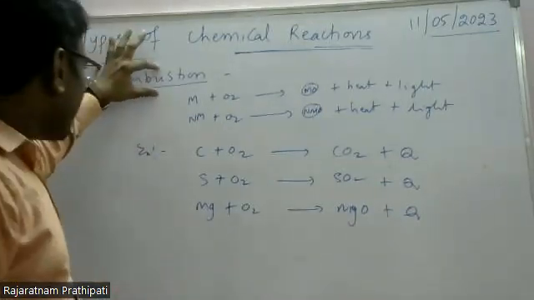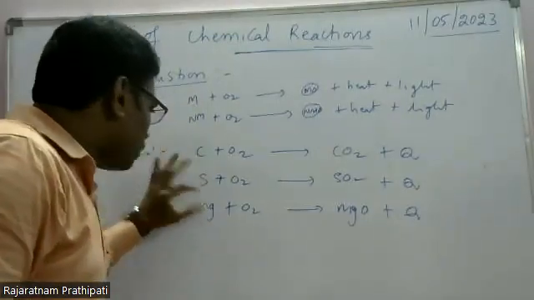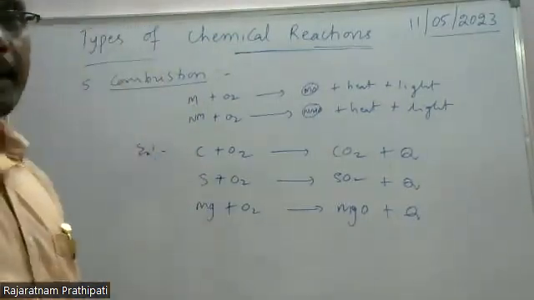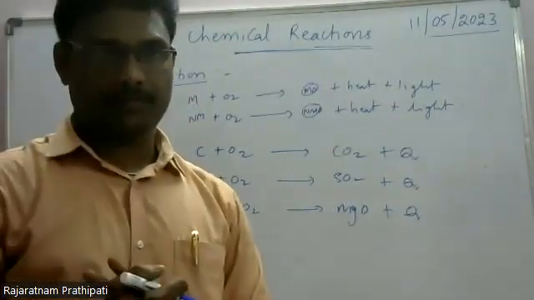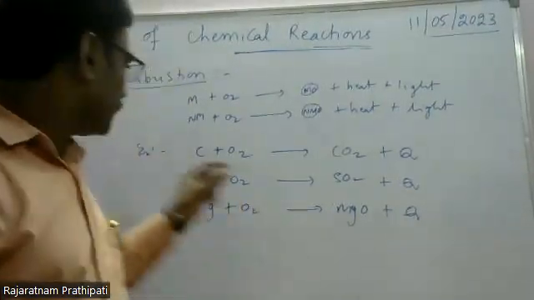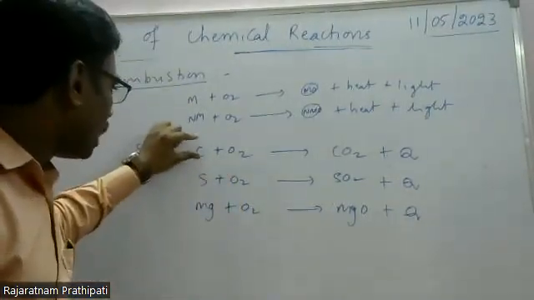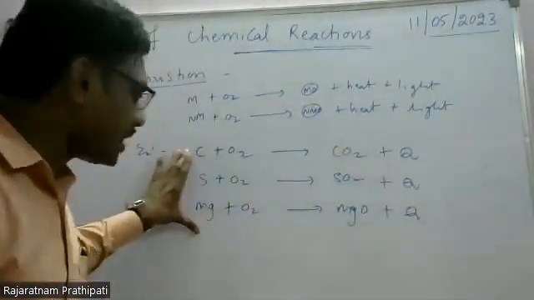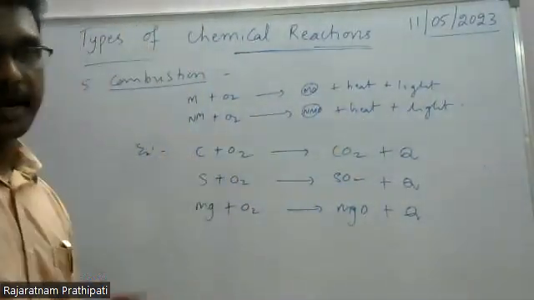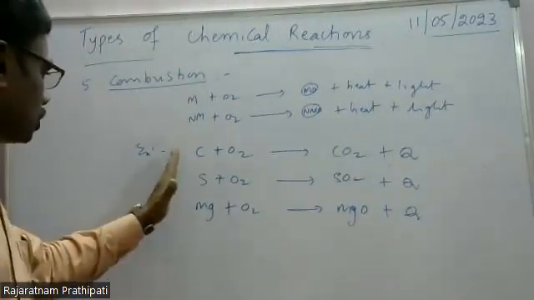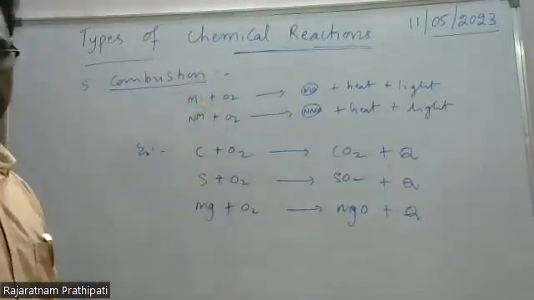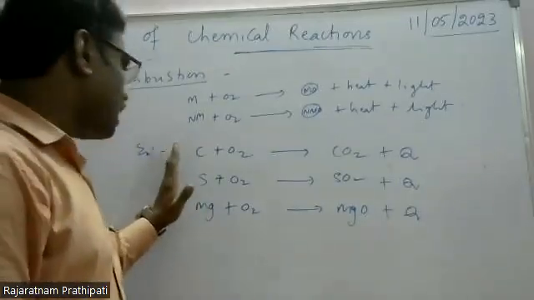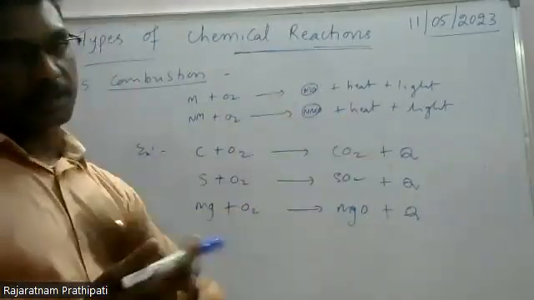Here, in combustion reaction, the substance which undergoes combustion is called combustible substance. Combustible substance means the substance which can combine with oxygen and produce heat and light. Those substances are called combustible substances. Here, which do not react with oxygen, those substances are called non-combustible substances.